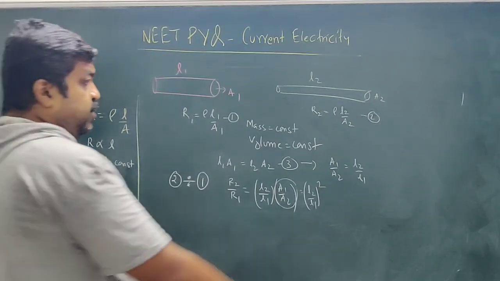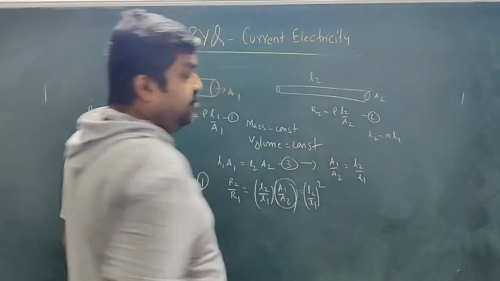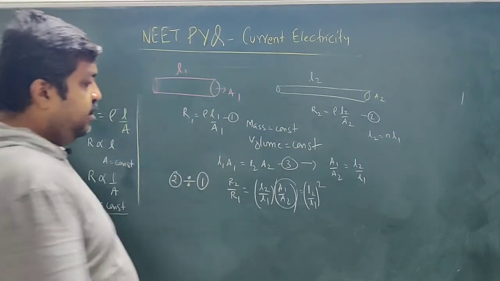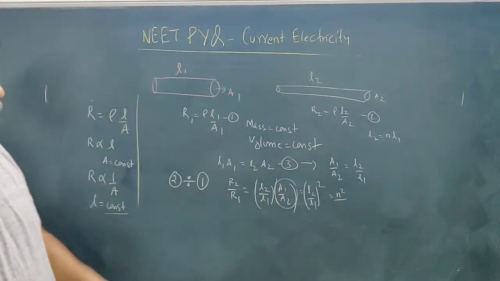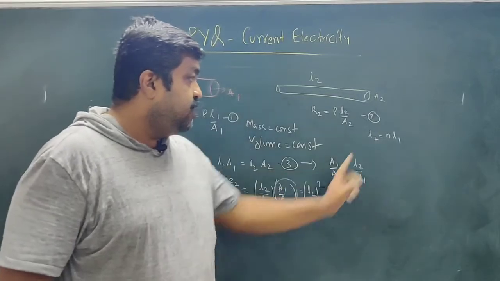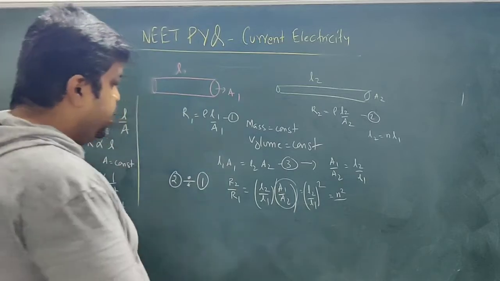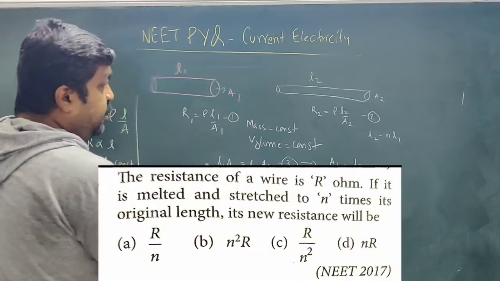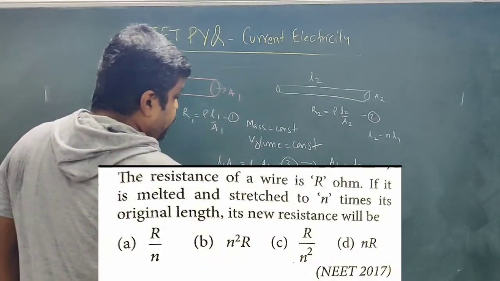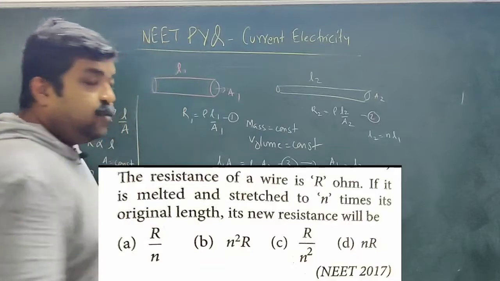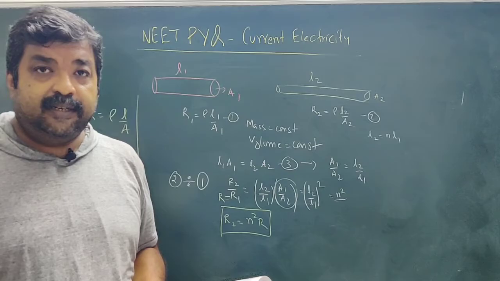Now it is given that L2 is equal to n times L1, because it is stretched to n times its original length. So this will be n square, because L1 will get cancelled. So what will be the new resistance? R1 is equal to R, the initial resistance is R. So R2 will be equal to n square times R. If you see the options, option B is the correct answer.